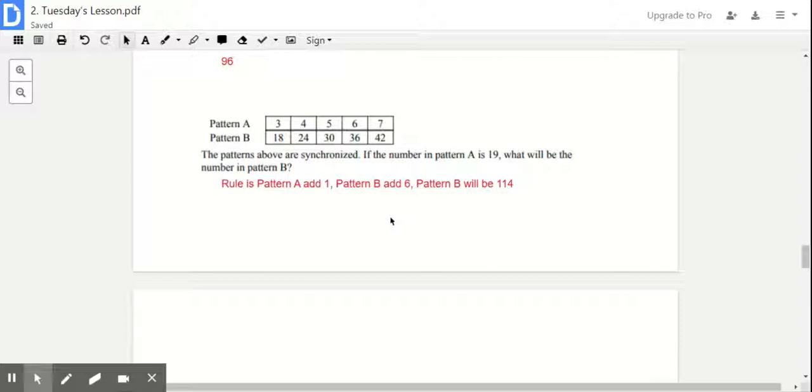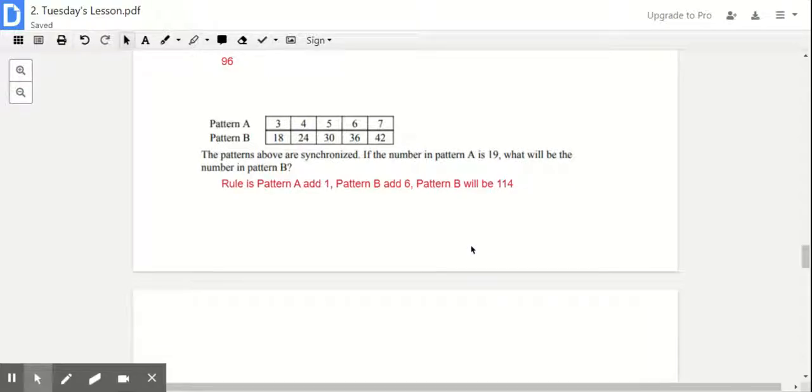Correct. I can realize that if I do 3 times 6, it is getting me to pattern B. So for each corresponding term, I need to multiply pattern A by 6 in order to get to pattern B. So 3 times 6, 18. 4 times 6, 24. 5 times 6, 30. 6 times 6, 36. 7 times 6, 42. So if the number in pattern A is 19, what will the number in pattern B be?